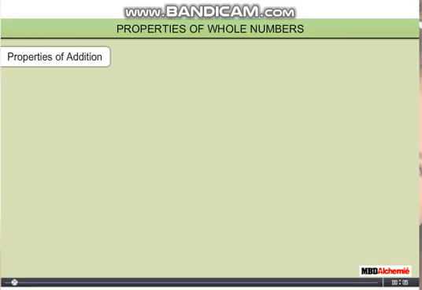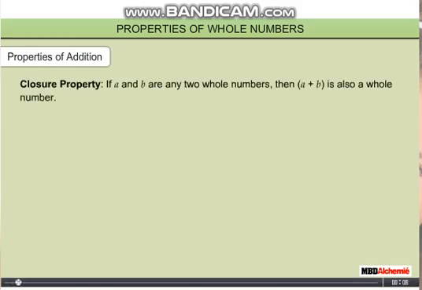Properties of addition. Closure property. If A and B are any two whole numbers, then A plus B is also a whole number. If we add 13 and 24, we get 37. Here, 13 and 24 are both whole numbers, and the sum 37 is also a whole number.